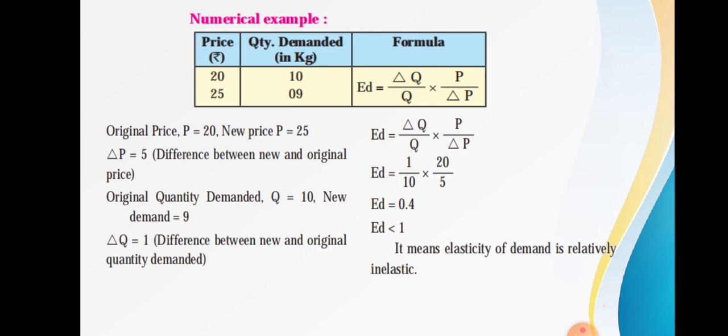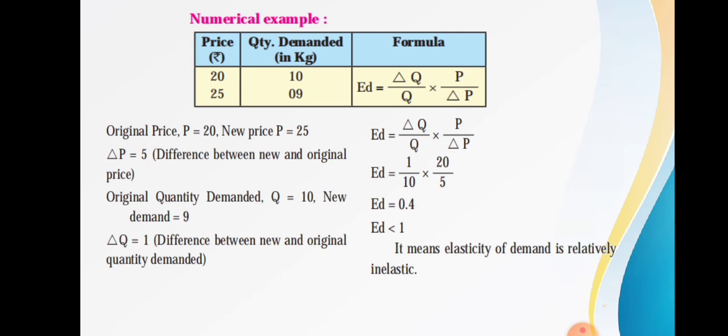Therefore delta P is equal to 25 minus 20, which is equal to 5. This 5 is the difference between the new and the original price. Similarly, the original quantity demanded is 10 and the new quantity demanded is 9. Here delta Q is equal to 1, the difference between the new and the original quantity demanded.